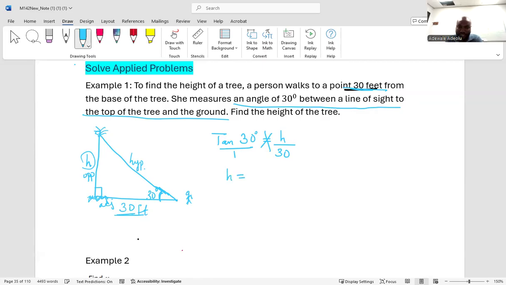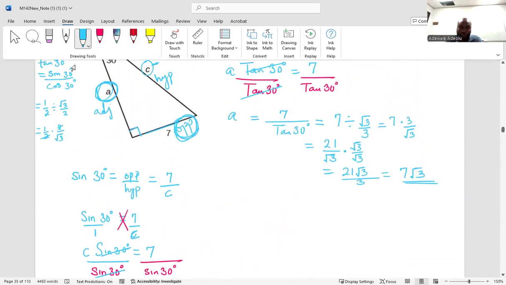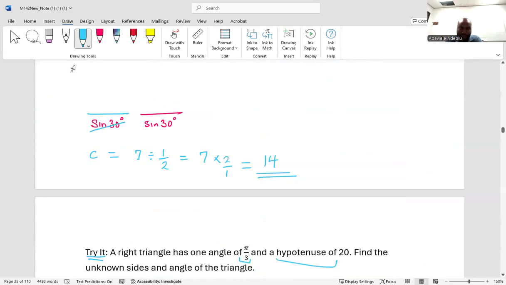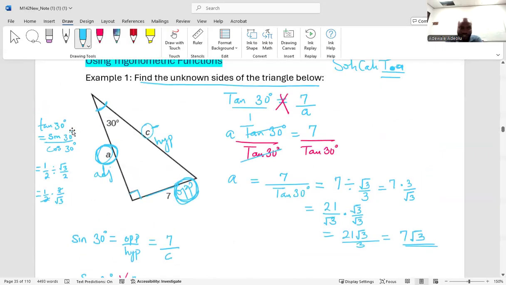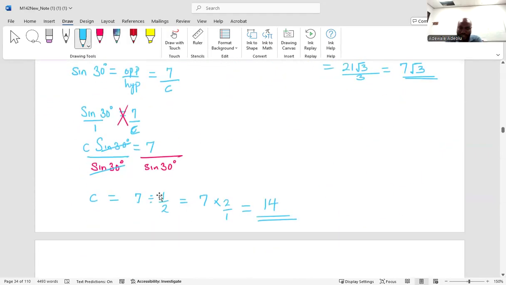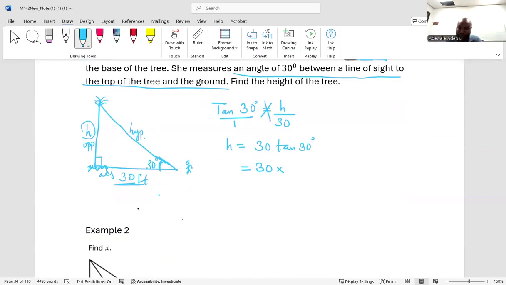H times 1 is h, and 30 times tan 30 is 30 tangent of 30 degrees. So this is 30 times tangent of 30. You should know it the way you know sine of 30, cosine of 30, sine of 60, cosine of 60. You should know tangent of 30 as well. If you remember, we found it the other time to be root 3 over 3.